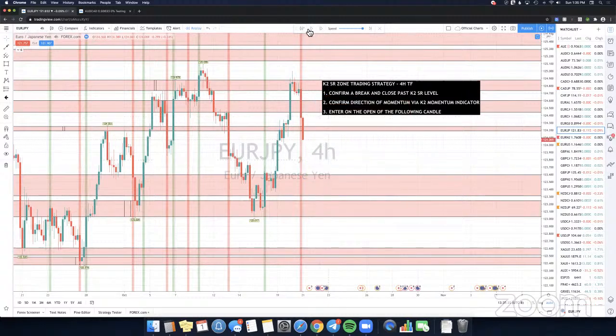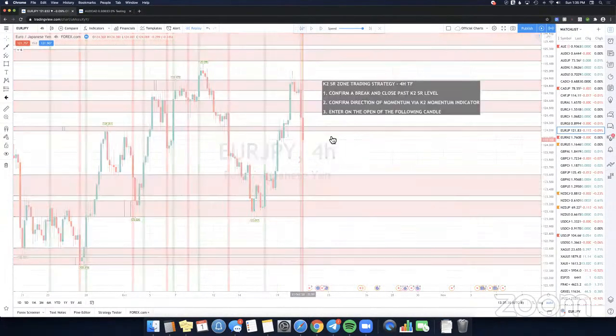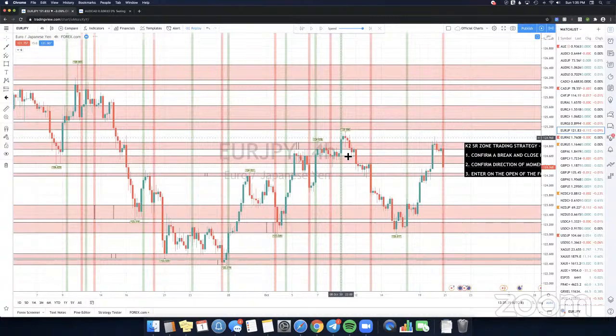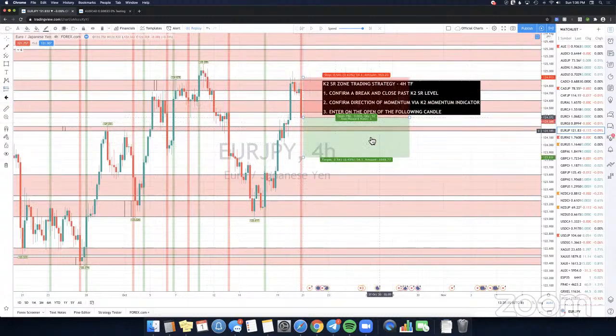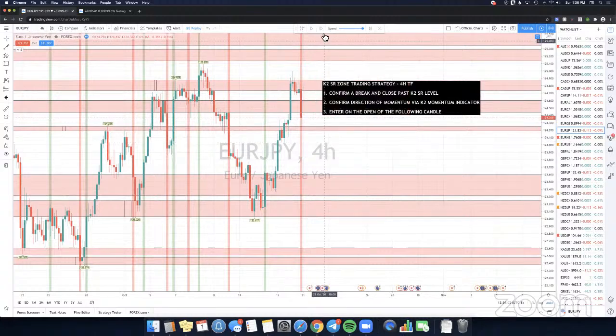But on top of that, like you mentioned, the momentum with the sell signal right here fulfills the same thing. So confirm a break and close past the K2SR level. So price right here broke this level and it closed below it, right? Then number 2, confirm the direction of momentum using the K2 momentum indicator. So momentum's coming down, this candle is closed, you can enter on the open of the following candle. So this would be an entry here as well. So this would be an entry, and it obviously would have been a win for 54 pips.